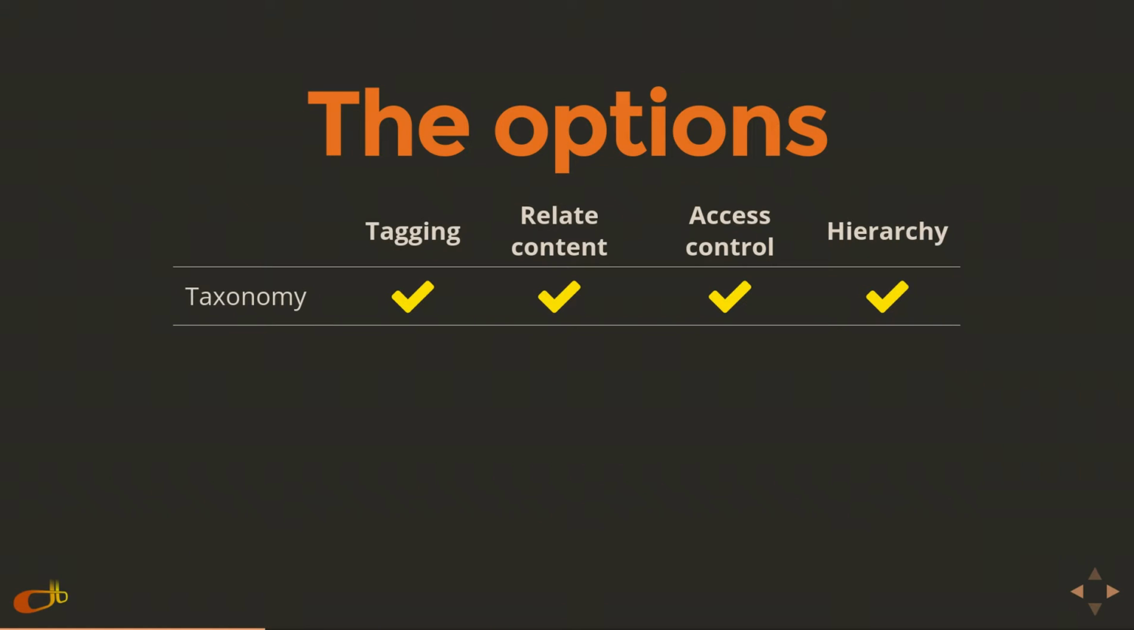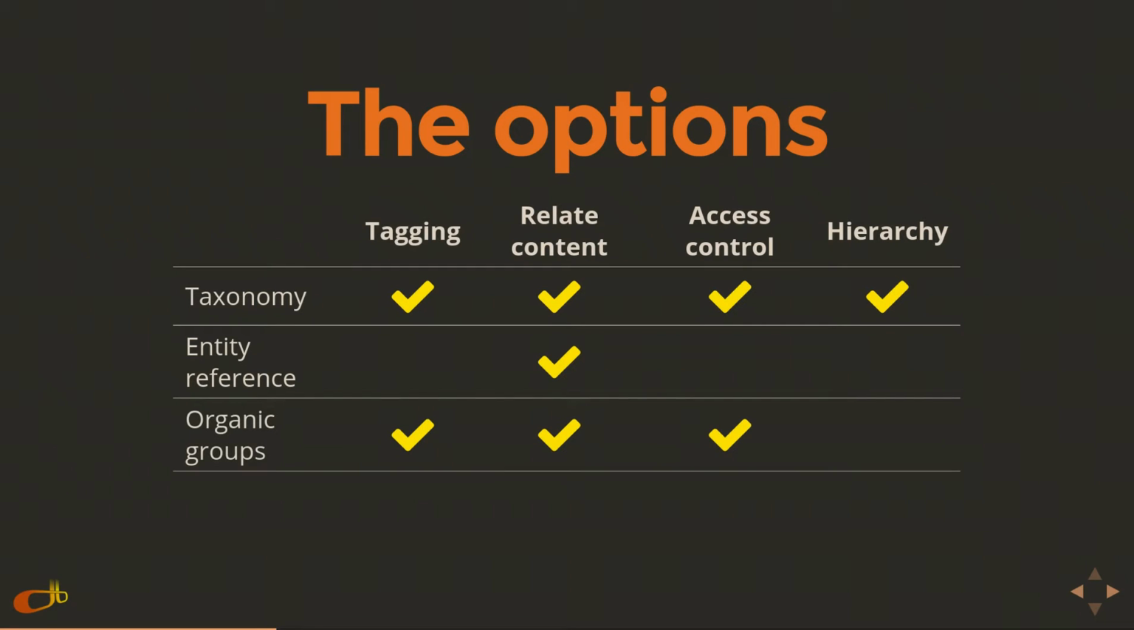So those are the strategies. What does Drupal give us to implement those strategies? You have taxonomy. Since it's built into core, it's really been expanded to do pretty much all of this. I would say its strengths are mostly around tagging and hierarchy, but if you want to use it to relate content and do access control, it's available, but it's more a pre-built simple solution and not really intended for complex situations. There's entity reference, which is really just for relating content to other content. I don't think it's very good at tagging, access control, or implementing hierarchy.